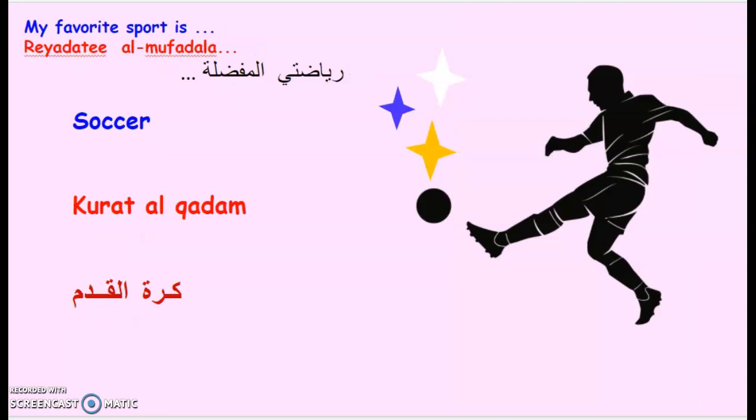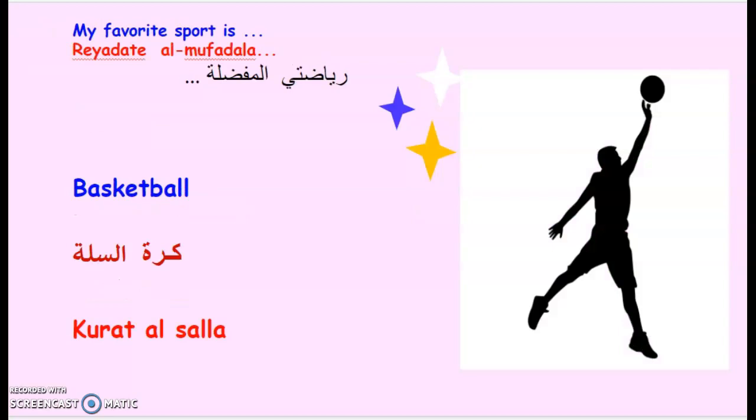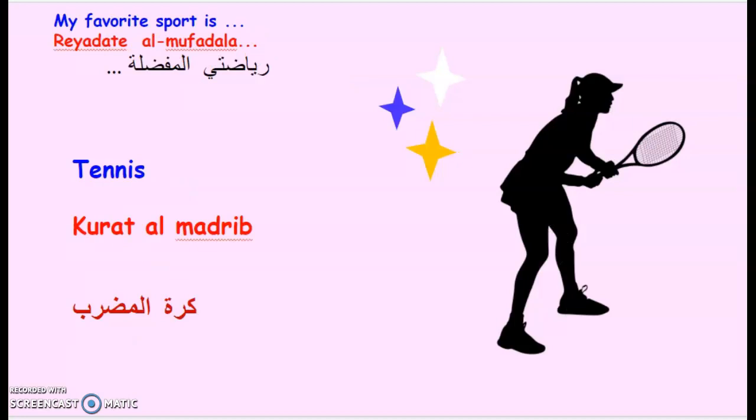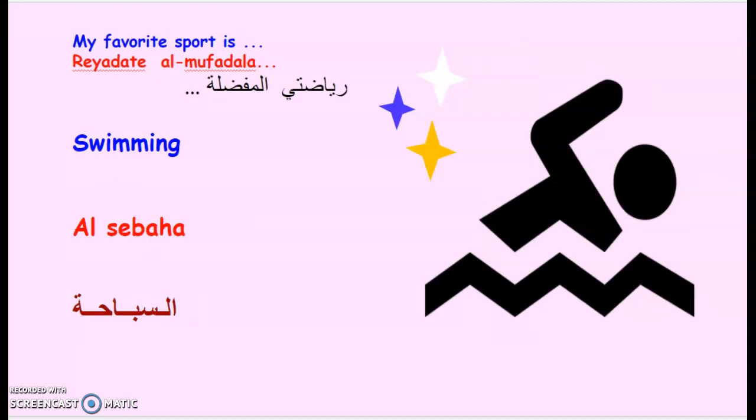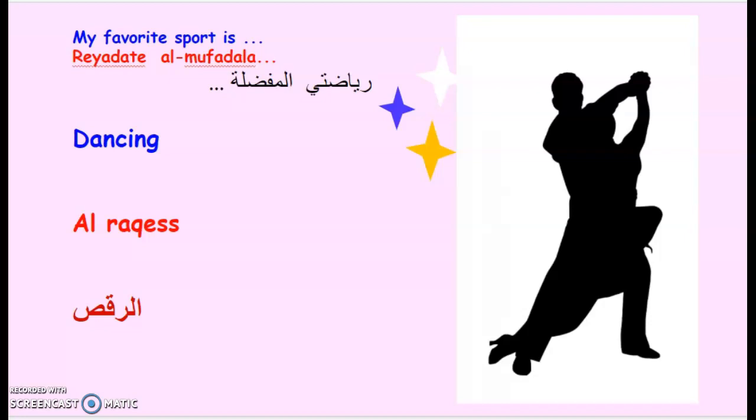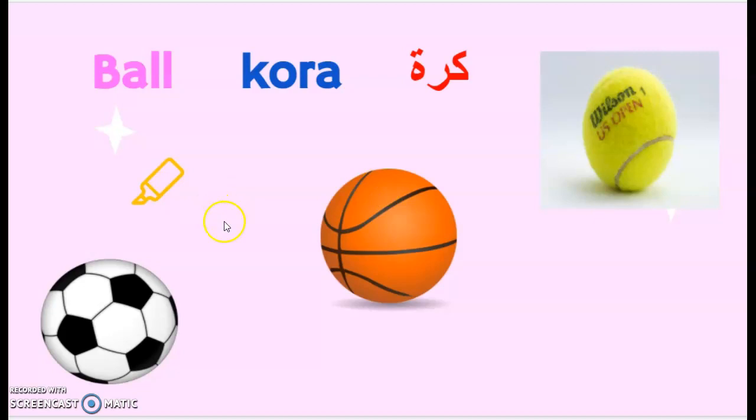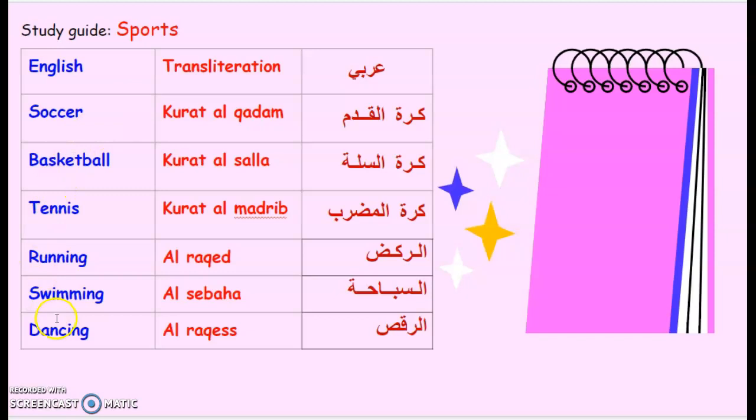Kurat al-qadam, kurat al-salla, Kurat al-Madrib, al-Rakad, al-Sibaha, al-Raqs. This slide shows you the different types of balls that we use in sports, and ball in Arabic is Kura. All right, boys and girls, here you have the study guide that's also available on Google Classroom for you to open and review.